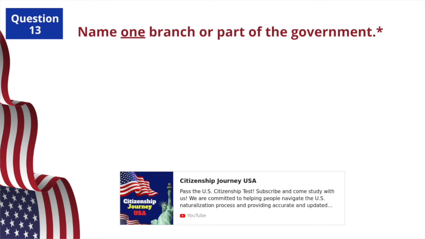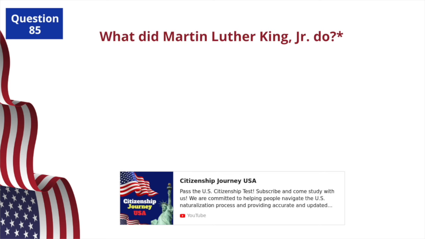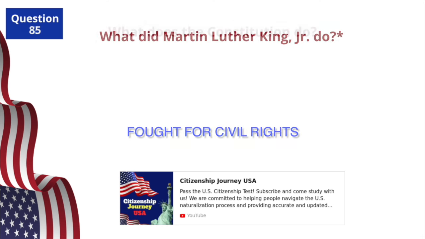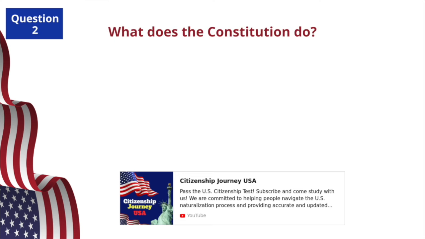Name one branch or part of the government. Congress. What did Martin Luther King Jr. do? Fought for civil rights. What does the Constitution do? Sets up the government.